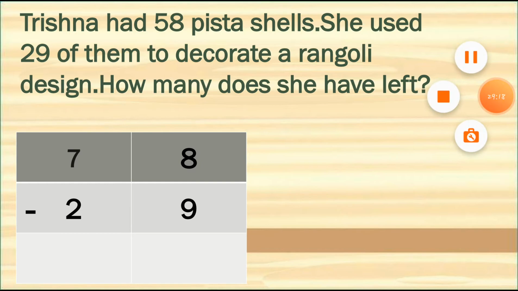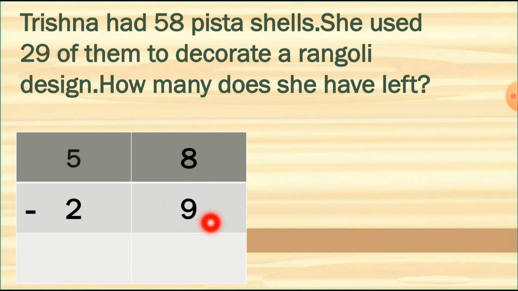So students, here we have 58 pista shells and we have to cut 29 pista shells, which were used to decorate a rangoli. Here in the ones column, we have 8 and 9. We have to cut 9 from this 8. This is not possible because 8 is a small number and 9 is a big number. So what should we do? We cut the 8 and add 10 to it. We take 10 from the tens column.